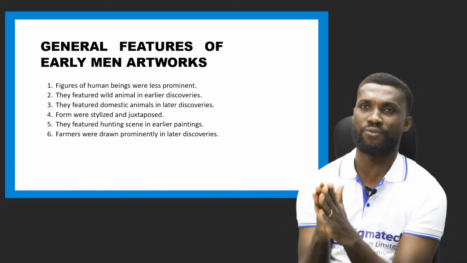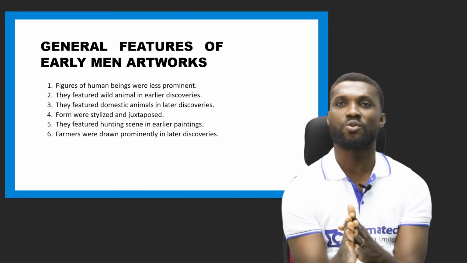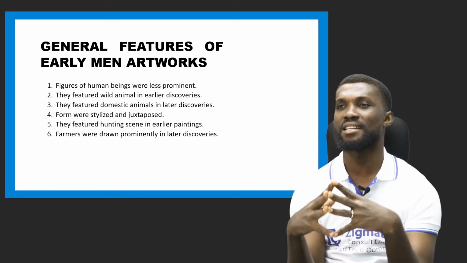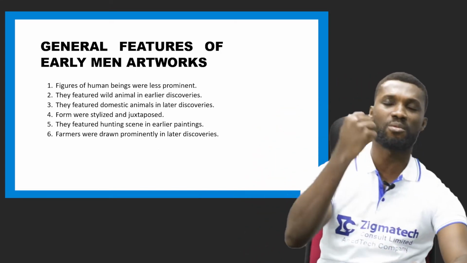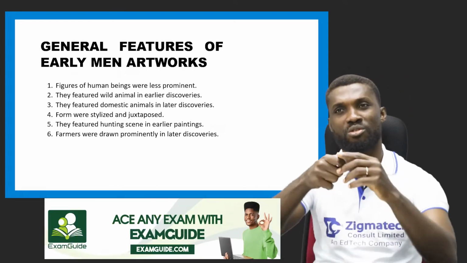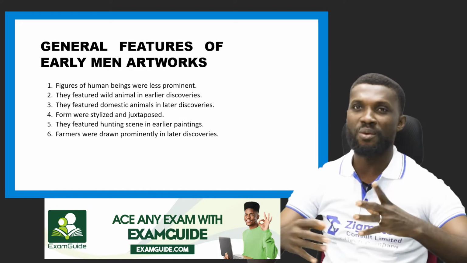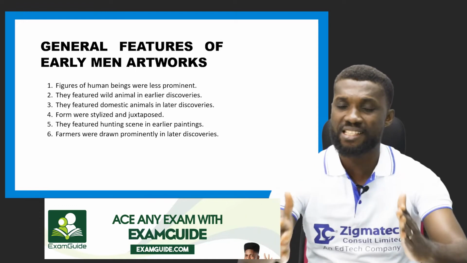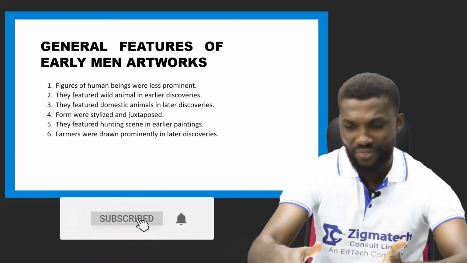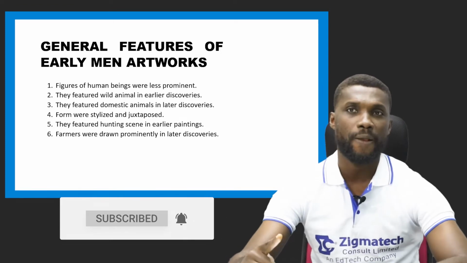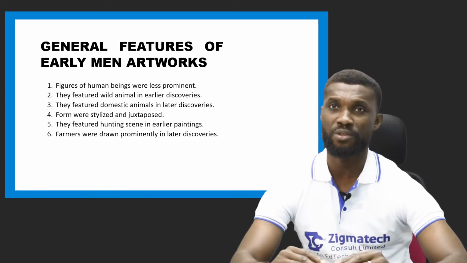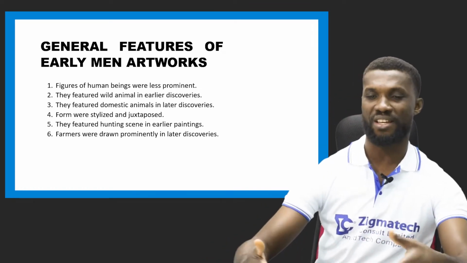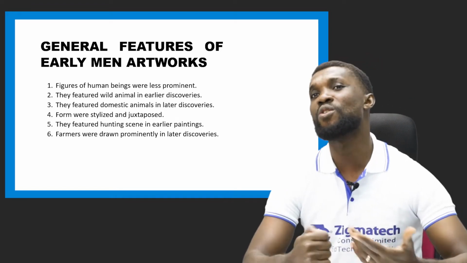Now, the number 5 thing featured in the element artworks is hunting scenes in early painting. Some of their paintings are of hunters trying to kill wild animals. You see some of them drawing their spears to shoot. That was exactly what they were showing, how they hunted. Always put at the back of your mind that these paintings, this hunting scene or whatsoever they did at that time, was for ritual purposes. It was not just for fun. Some of them were for religious purposes, a kind of incantation, praying to their gods to help them hunt successfully.